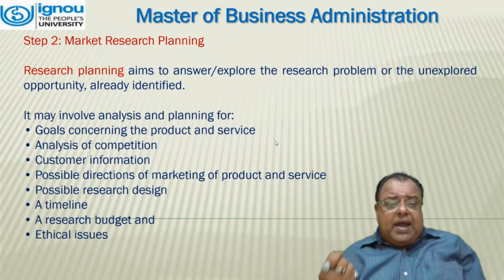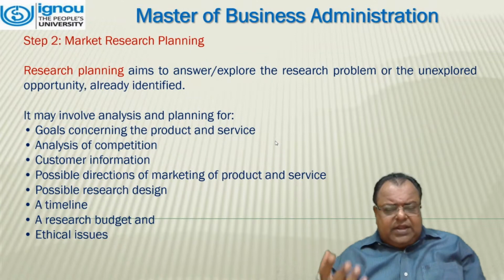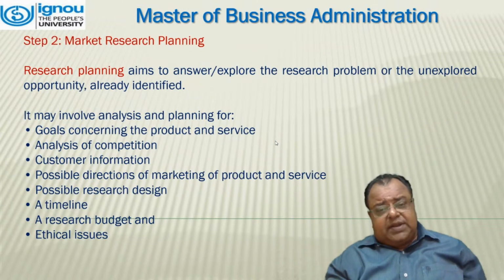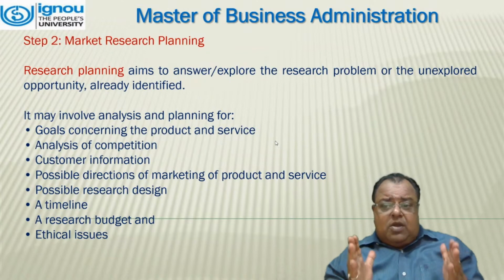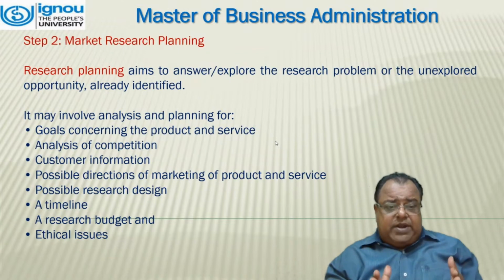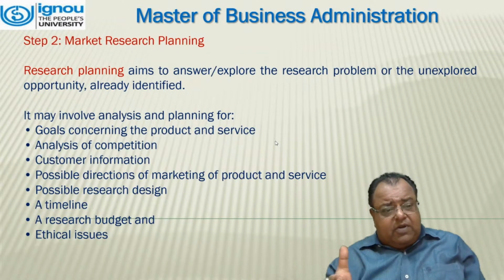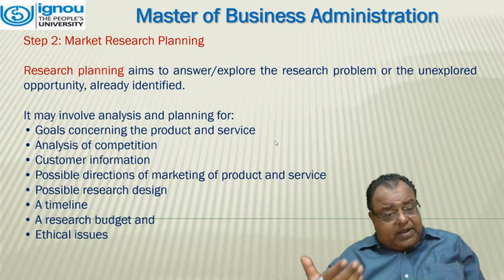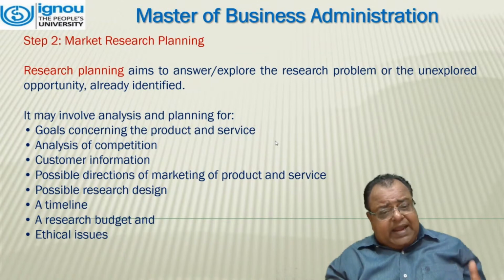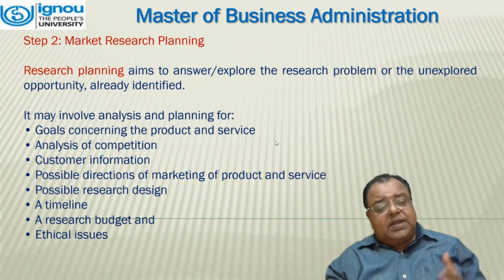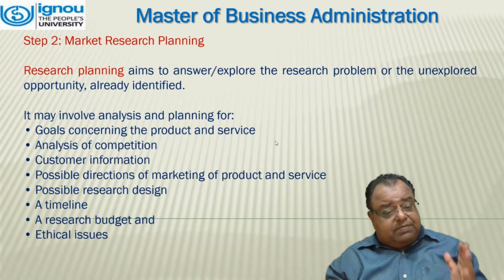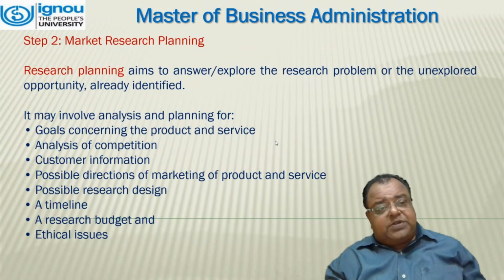Step two is market research planning. Research planning aims to answer or to explore the research problem or the unexplored opportunity already identified. It may involve analysis and planning for goals concerning the product and service, analysis of competition, customer information, possible direction of marketing of product and services, possible research design, a timeline, a research budget, and ethical issues.